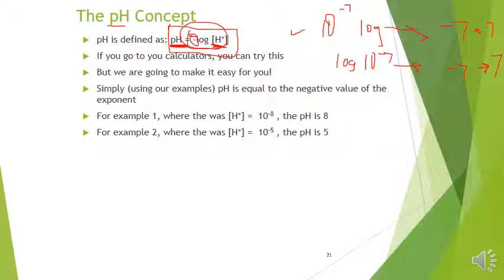You simply take the negative of the exponent. So for 10 to the -8, the pH is simply 8. For example 2, where the H plus is 10 to the -5th, the pH is 5. For example 3, where it's 10 to the minus 7th, the pH is 7. Now, for some weird reason, let's say you had a positive exponent, like 3, then the pH is actually going to be minus 3.